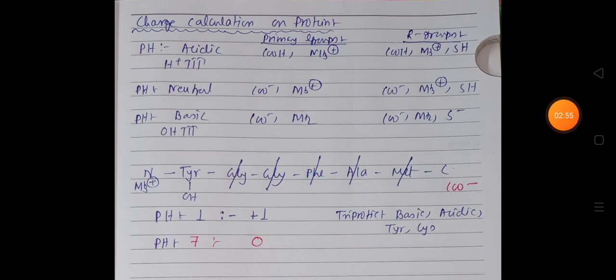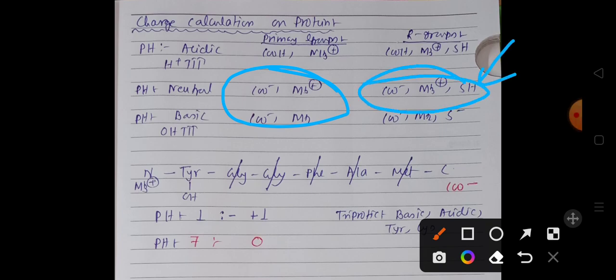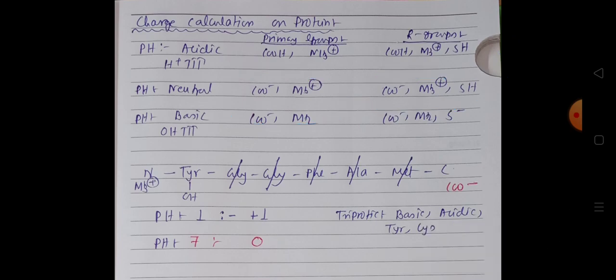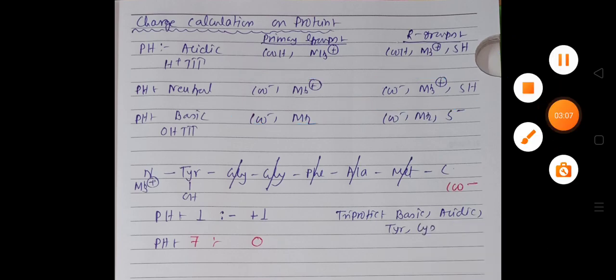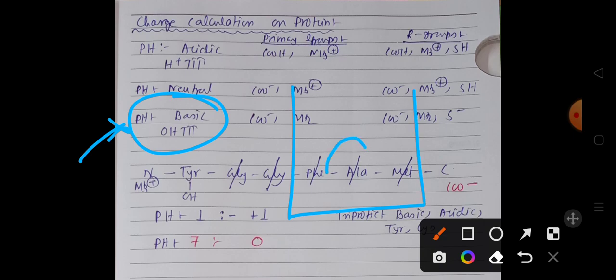So under such circumstances, the primary groups will be COO- and NH3+, and R groups will be COO- and NH3+. Here also SH is intact. There is no change in SH. Now let's make another condition where pH is basic. As I have told you, if your protein is in an environment which is basic, that means the protein is surrounded by OH-. There is too much OH- here.